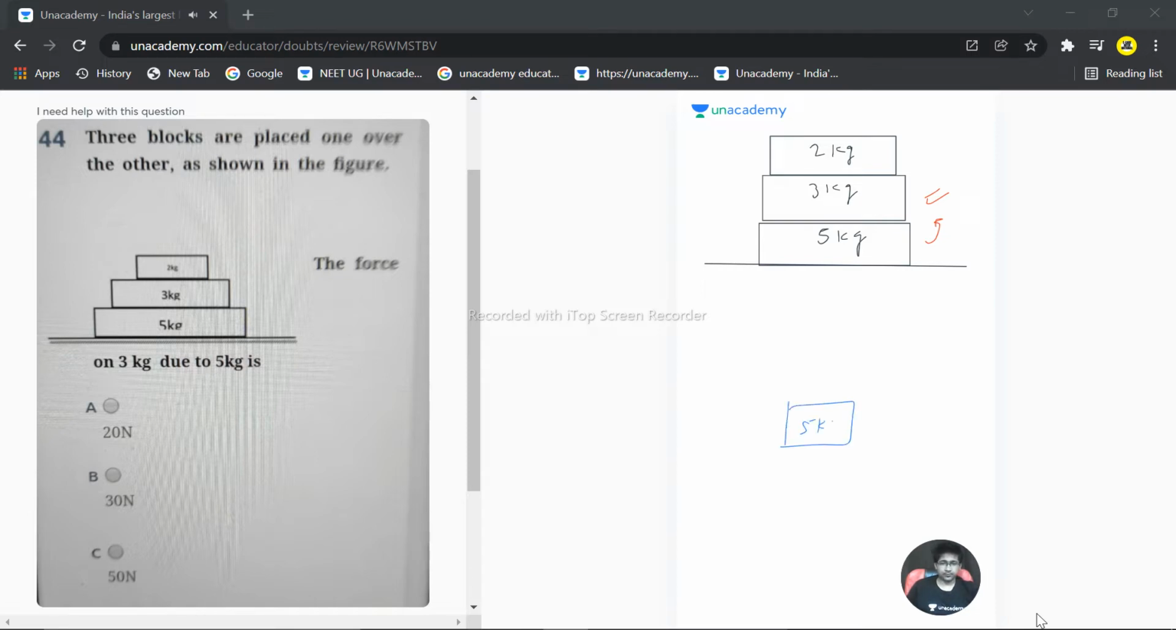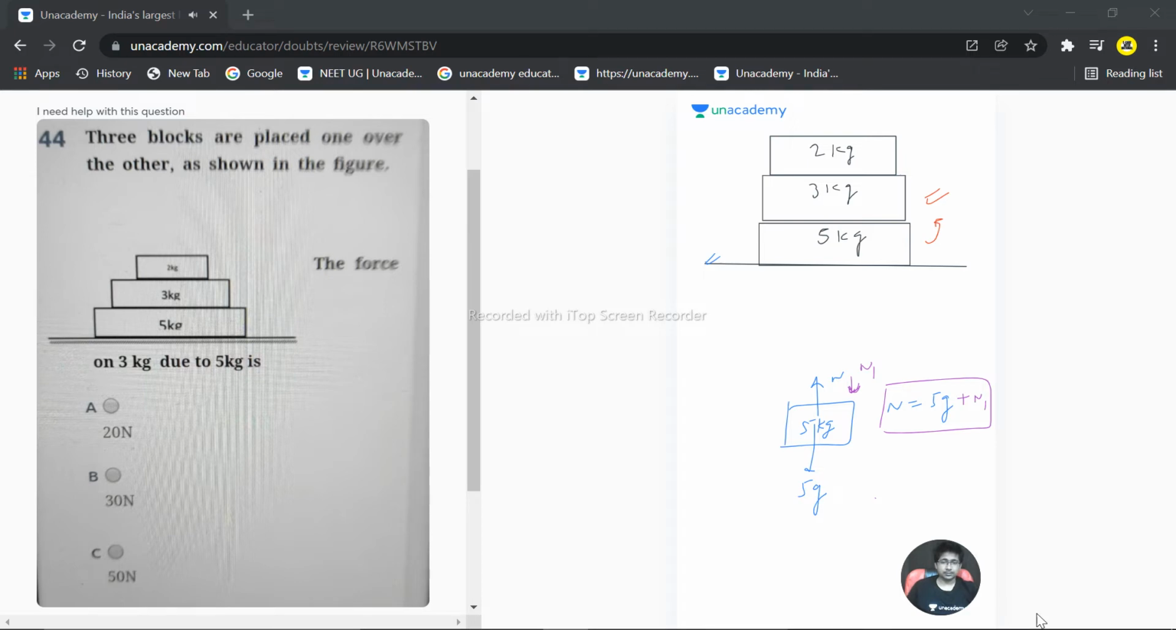So I'm taking the 5 kg block first of all. 5g is acting downward because of its own weight, and because of the ground, there is a normal acting on this block. So the value of normal is simply 5g. But that's incorrect. Why? Because there is a 3 kilogram block also placed over it. So let's say there is an n1 normal acting because of that. So I can write now 5g plus n1. Now that is correct.